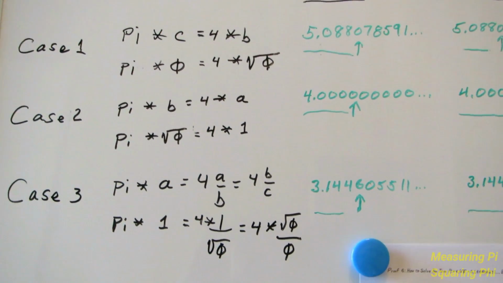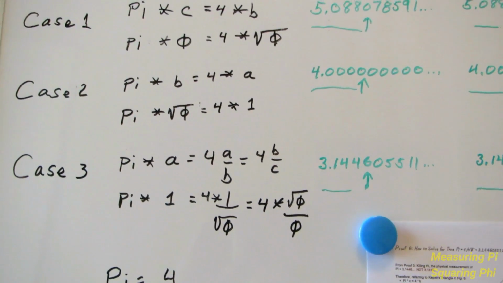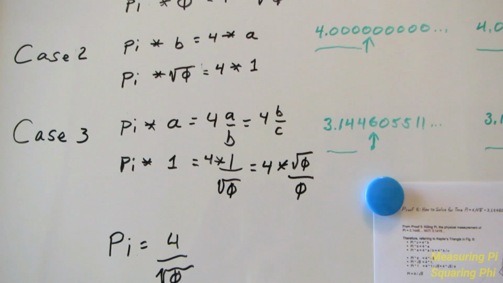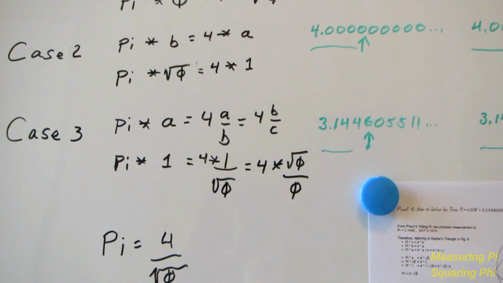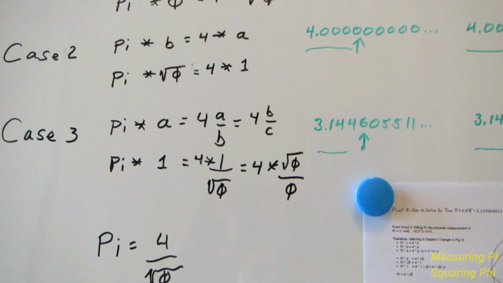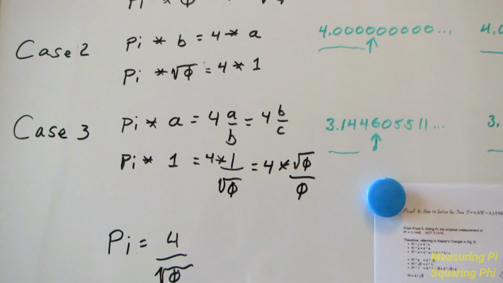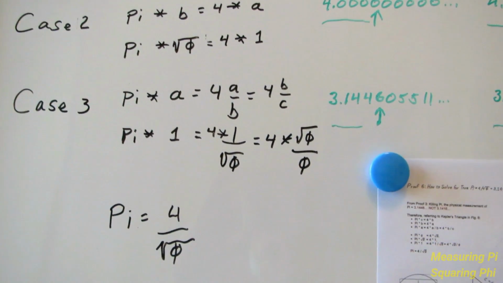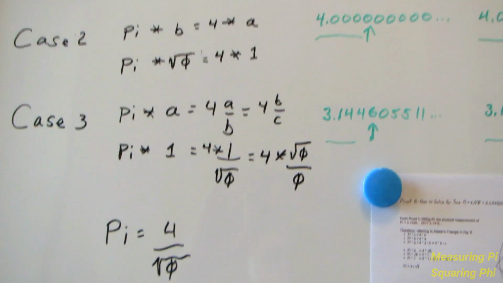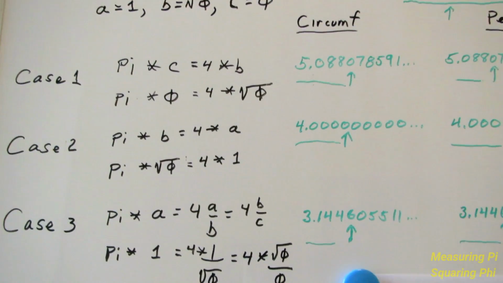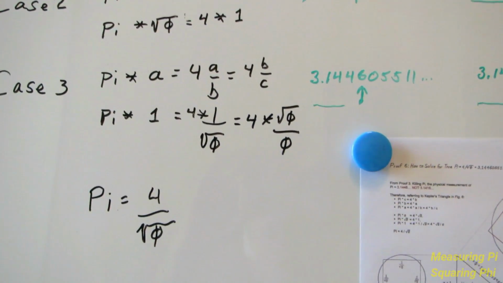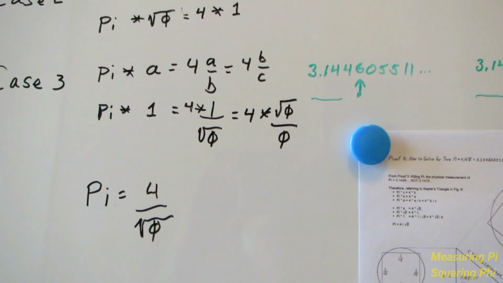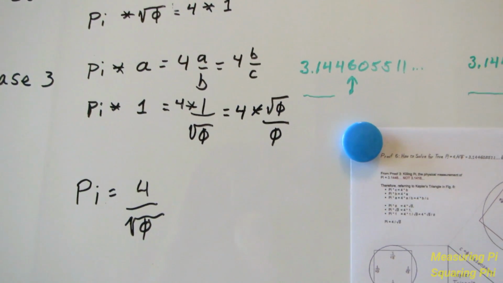And you can carry that through case 2. Pi times b equals 4 times a, and pi times a equals 4 times the ratio of a over b, which equals also the ratio of b over c, 4 times that. So if that is true, and we know it's true for 4 decimal places at least, we can then simply solve each equation after equating circumference to perimeter and solve for pi.